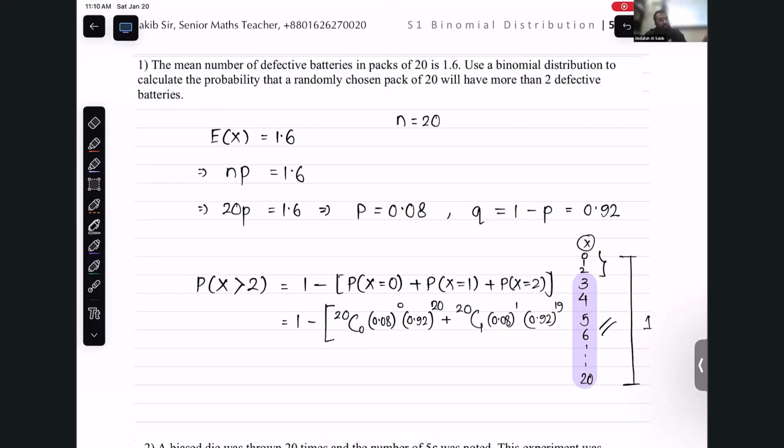Is it okay, Baba? And the final one. Out of 20, 2 will have the defective batteries and 18 will not have any defective. So that is 20C2 times 0.08 squared times 0.92 to the power 18. So what is our final answer?